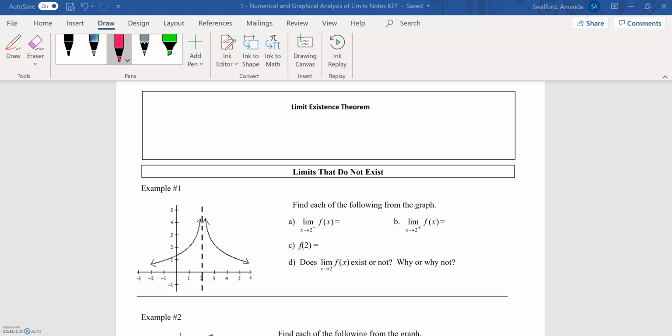Okay, one last short video that will go along with our first lesson on evaluating limits graphically and numerically. We just need to examine when limits exist and when they do not exist.